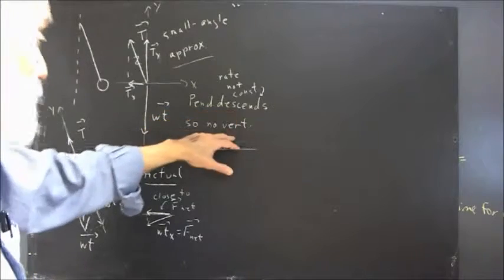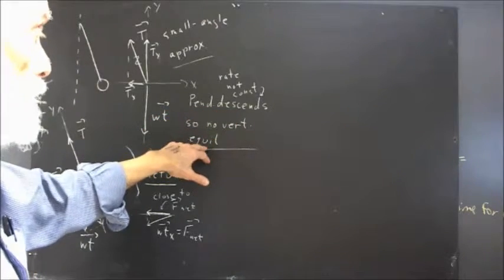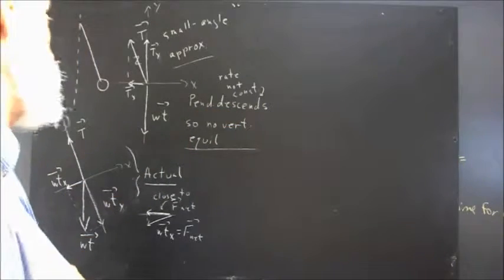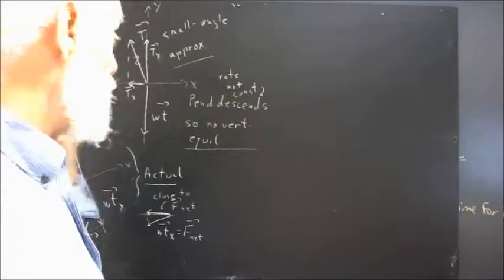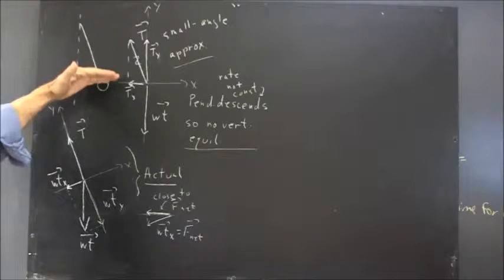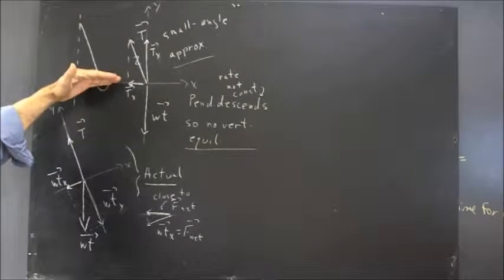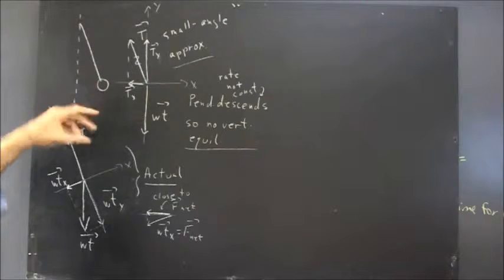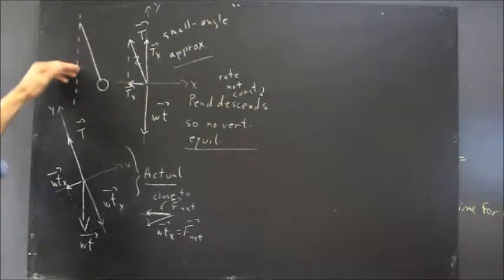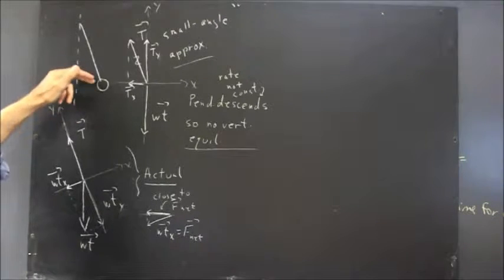So that's only a small angle approximation. The pendulum descends, so it's not really in vertical equilibrium. Now, if it descended at a constant rate, it would be in vertical equilibrium, but the rate of descent is not constant. If we release the pendulum, its rate of descent is initially 0 until it builds up a little speed, which it does instantaneously. And then when it runs through equilibrium, its rate of descent is again 0, but it descended.